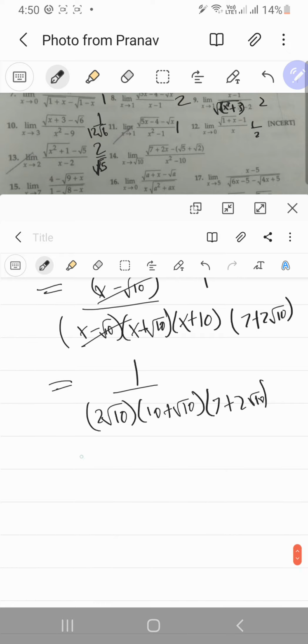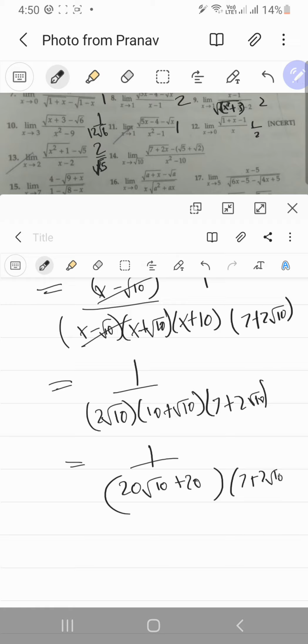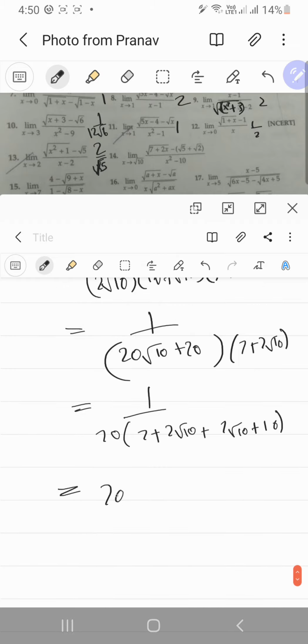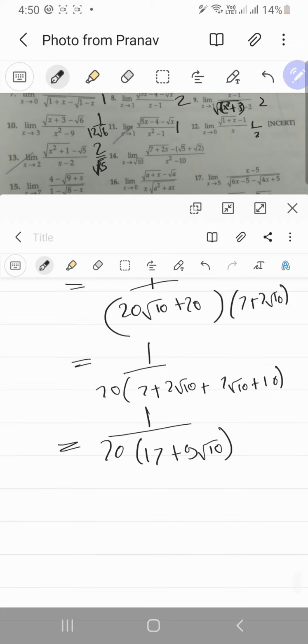Okay, let's try it out. 1 upon, okay fine, 20 square root 10 plus 20, right? Yes, into 7 plus 2 square root 10. So this is 1 upon 20 into, so 1 plus square root 10 into this thing, so it should be 7 plus 2 square root 10 plus 7 square root 10 plus 10, correct? So this is just 70. Okay, 1 upon 17, then you got 17 plus 9 square root 10, and then we need to rationalize.